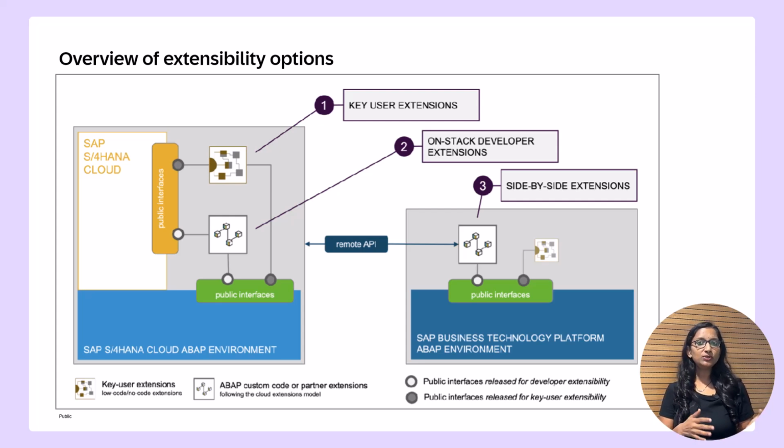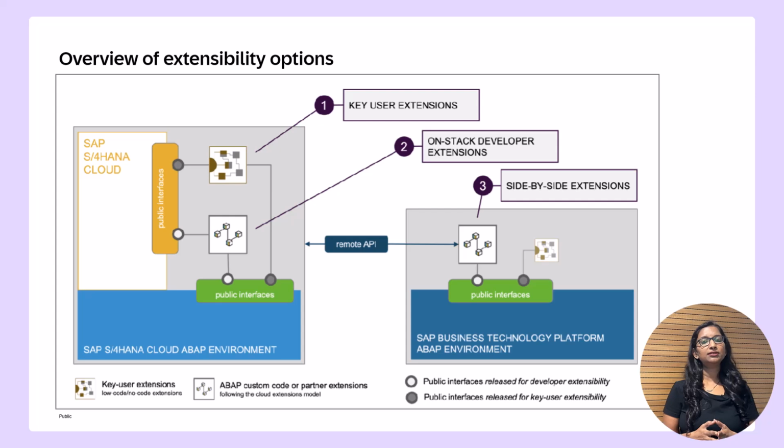One is key user extensibility, which is low-code, no-code for key users or business experts using key user extensibility tools. Typical tasks like changing the user interface, adding or removing fields, renaming labels, or creating custom business objects can be done using key user tools.